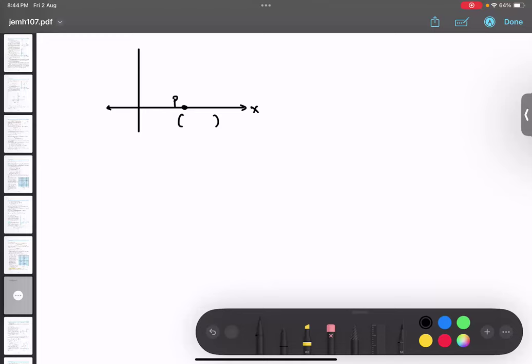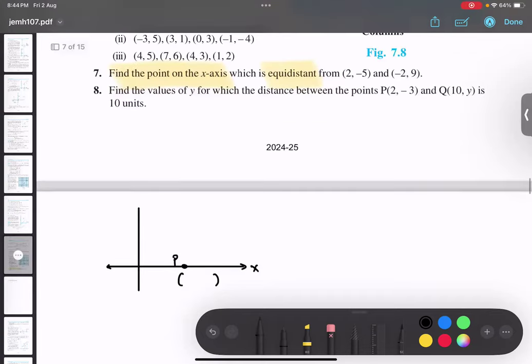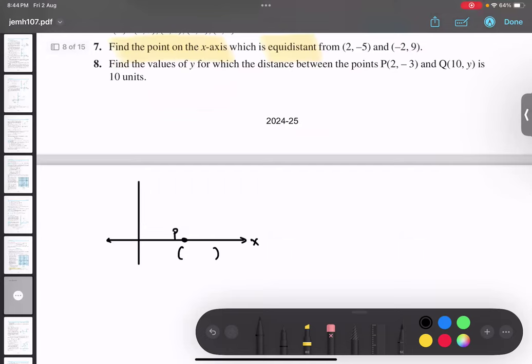Did they give 2? No, no. They are saying any point on x-axis. Any point on x-axis. Why are you taking 2? This is 0. So it should be x, comma, 0.